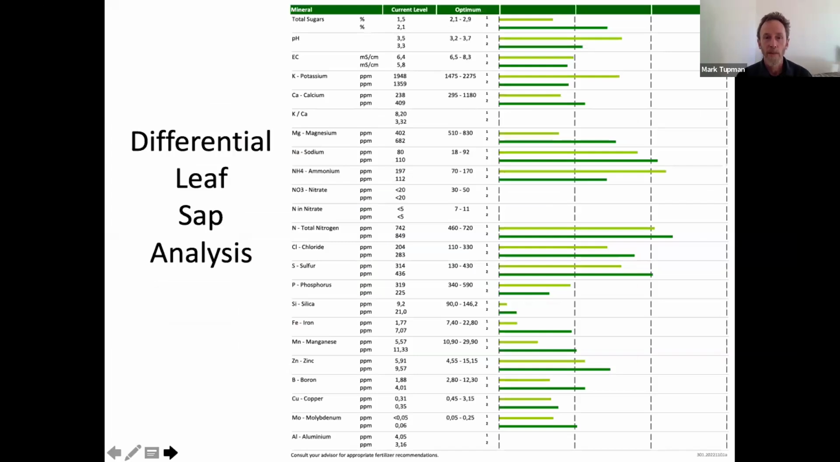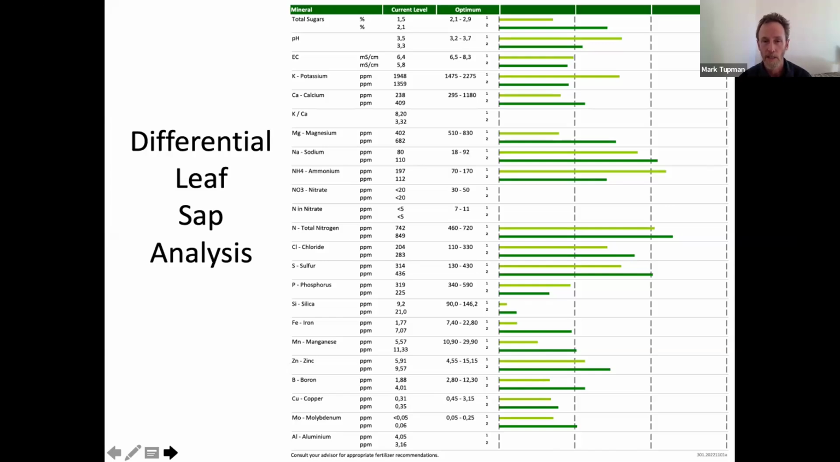This is just a typical sap test that we get, and just to illustrate some of those things I've talked about. So the young leaves are the light green, the old leaves are the dark green. And if we look at something like potassium in that slide, you'll see that the young leaves have a fairly decent level. They're in the optimum range, whereas the old leaves are below. And so what's happening again is the plants are short on potassium, but they're allocating what they do have to the young leaves. And if we were only to test the young leaves in that situation, we wouldn't pick up the deficiency. So those mobile nutrients like potassium are particularly important.